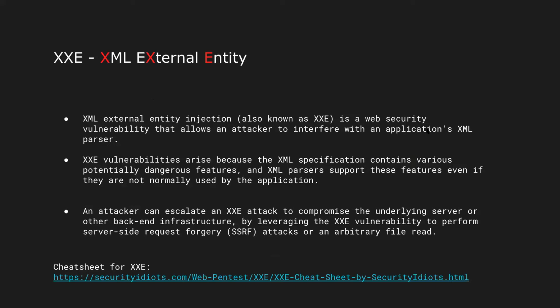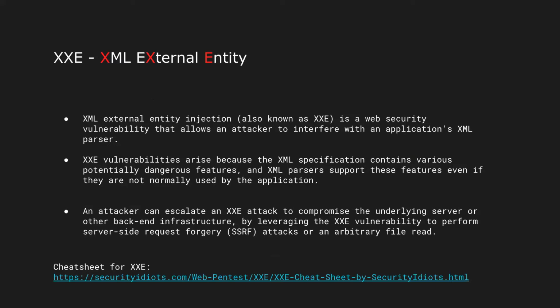So now we know what an XXE is. Before we start, we know what an entity is, what an XML document looks like, and what the document type definition is. So now we are ready to understand what an XXE vulnerability is, how it exists, and how we exploit it. XXE, that is XML external entity, is also known as XML external entity injection.